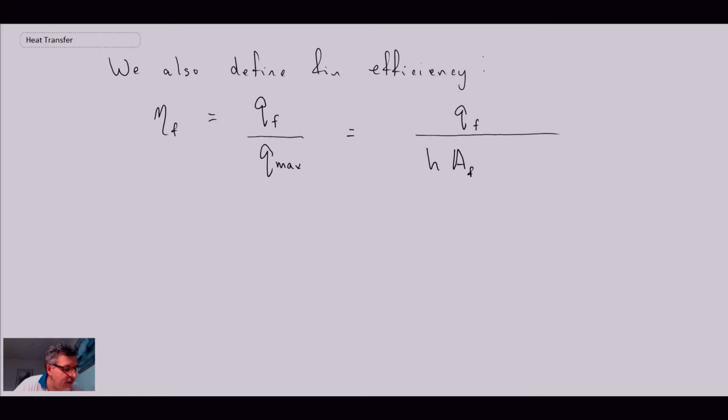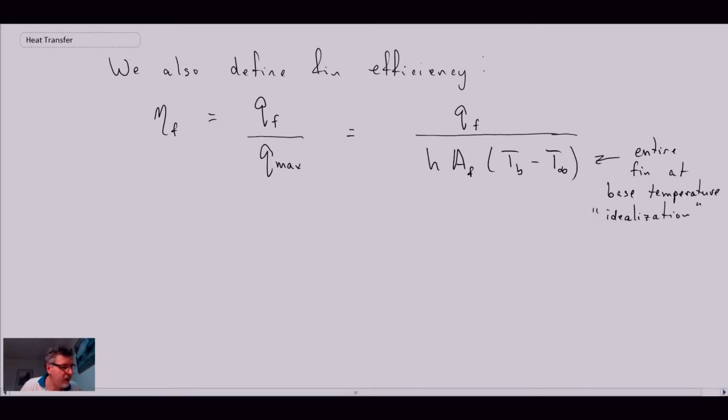So if that was the case, then we would have h A_F, the area of the fin, multiplied by T_base minus T_infinity. Here we're making the approximation that the entire fin is at the base temperature, and realize that is an idealization. So that is the fin efficiency, and that is something that we'll use. You can also look it up in charts if you have more complex fins that are not the type that we've been able to solve analytically in the last few segments.